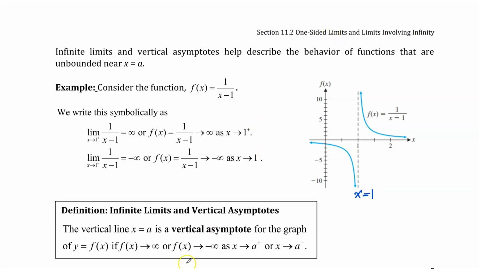Now the vertical line x equals a is a vertical asymptote of the graph of f of x if f of x approaches infinity or f of x approaches negative infinity as x approaches a from the right or as x approaches a from the left. That means if either one of these scenarios occurs, then x equals this constant here is a vertical asymptote.